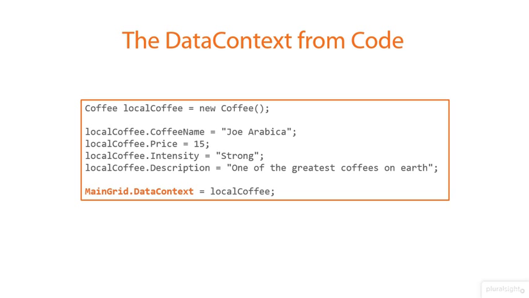In the sample you see here on the slide, we are instantiating an object in code. Like I just mentioned, this object could in fact be coming from a web service, and remember that. But anyway, take a look at the last line of the code here. We are setting the data context for the main grid, which is the grid containing the text boxes. This is how we can link an object to a UI control and set it as its data context.